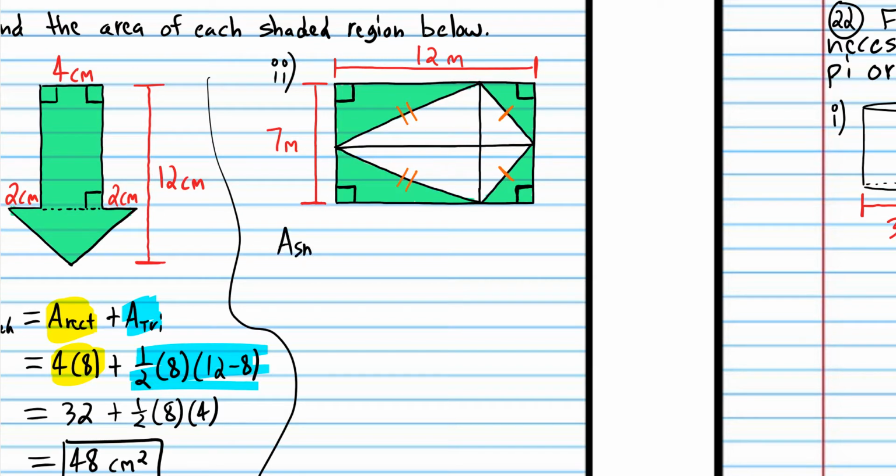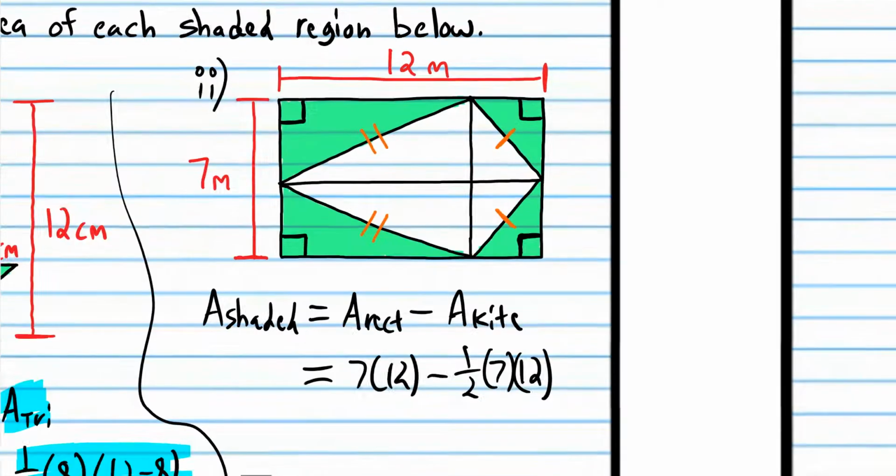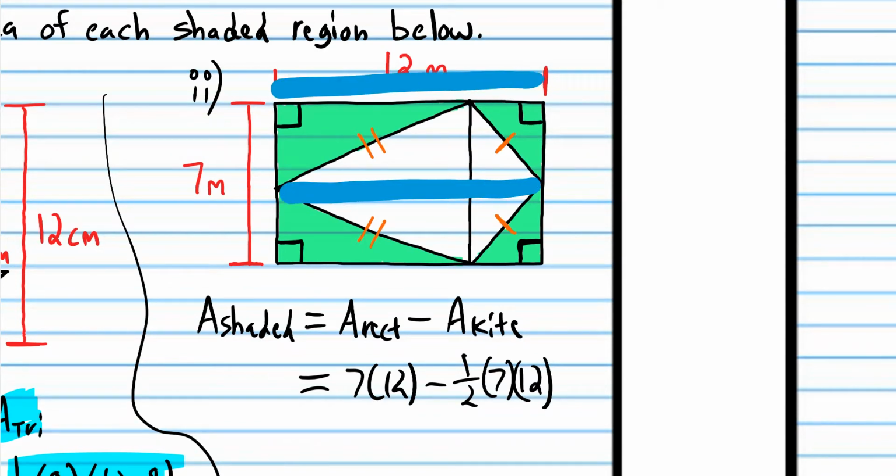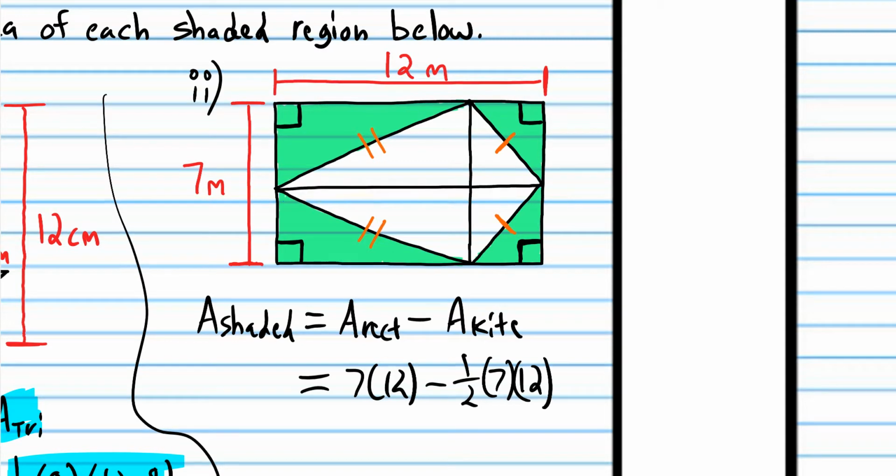So the area of the shaded region is equal to the area of the rectangle minus the area of the kite. The area of the rectangle is obviously 7 times 12, length times width. The area of the kite is 1/2 times the product of the diagonals. And you can see that this blue diagonal length is equal to 12, and the other diagonal length is equal to 7.